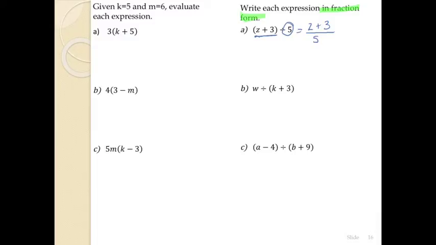So have a go at the next two, see how you go, see if you can work it out, and then check your answers.